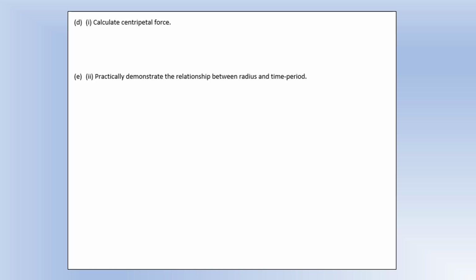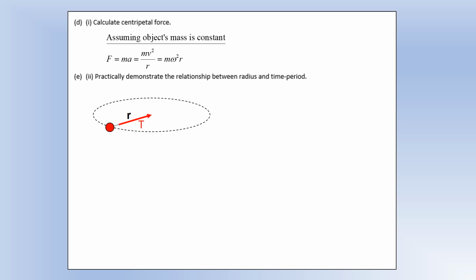Okay, so once we know the acceleration, we can calculate the centripetal force, and we're going to assume the mass of the object is constant, so we can use F equals ma, and we end up with these equations here. And then we can do some experiments to test this out, and the way you usually do this is by whirling a bung around your head. So that's essentially what you're going to do.